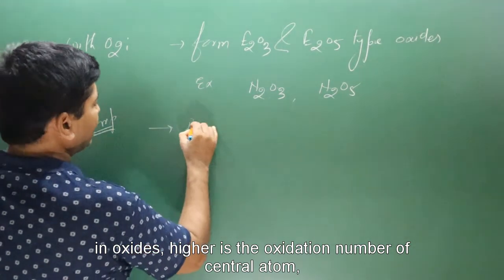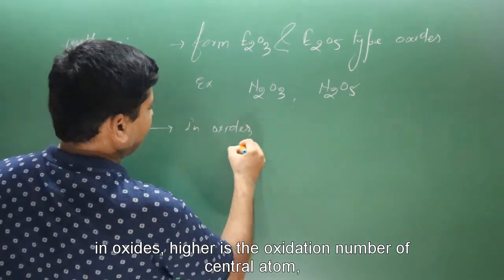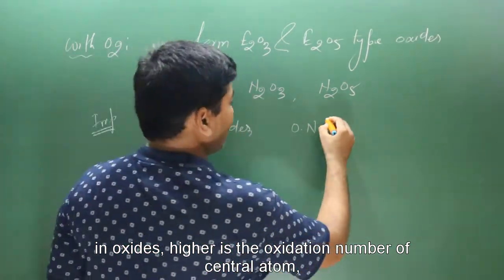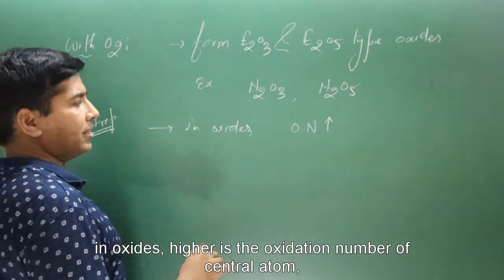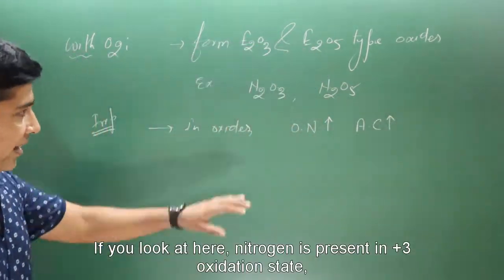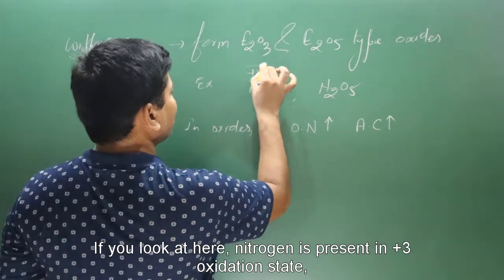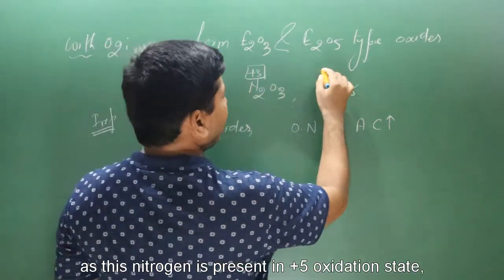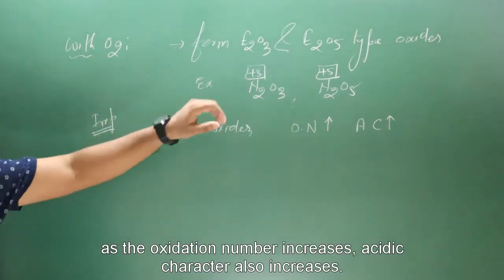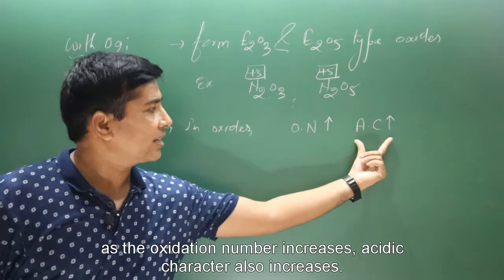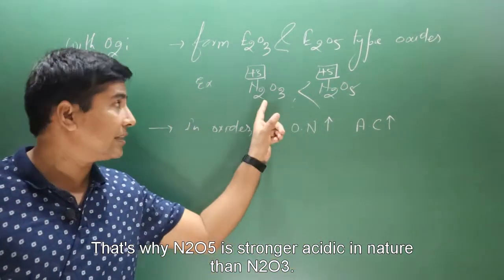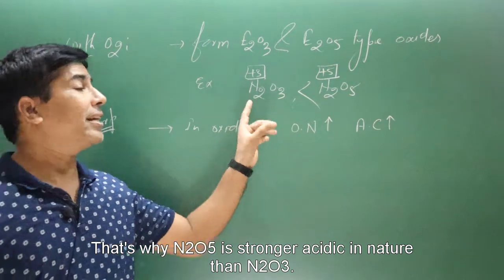In oxides, higher is the oxidation number of the central atom, higher is the acidic character. If you look here, nitrogen is present in +3 oxidation state and this nitrogen is present in +5 oxidation state. As the oxidation number increases, acidic character also increases. That's why N2O5 is stronger acidic in nature than N2O3.